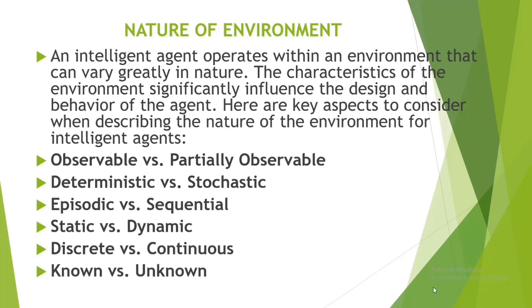Deterministic environment means the next state of the environment is completely determined by the current state and the agent's actions. Stochastic environment means the next state of the environment is not fully predictable and involves randomness or uncertainty. And the next, episodic and sequential. Episodic environment and sequential environment.